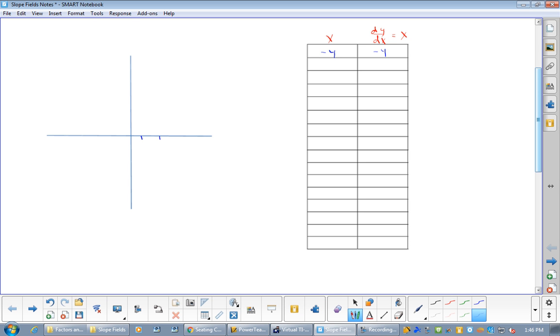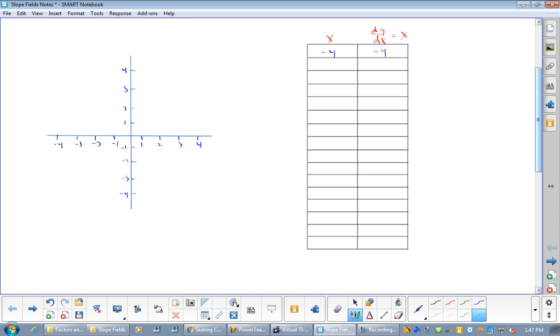So we have 1, 2, 3, 4, and -1, -2, -3, -4. Okay, so that's 1, 2, 3, and 4, -1, -2, -3, -4. And then 1, 2, 3, 4, -1, -2, -3, -4, and 1, 2, 3, and 4.